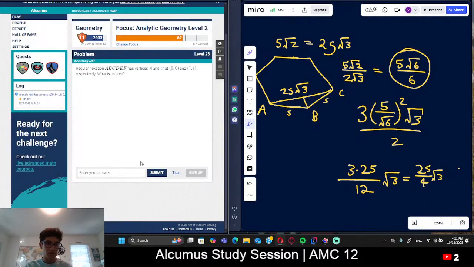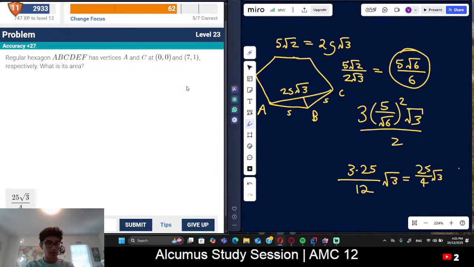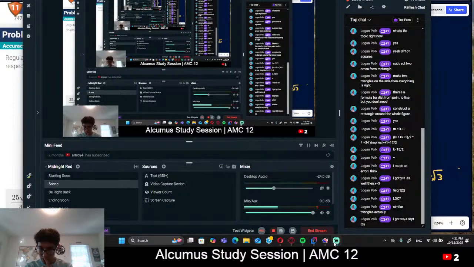Let's try it then and see if we both got it. It's probably right. Okay, it's off. Regular hexagon has vertices A and C. Let's try again then. My guess is that that's what you got, 25 over 4 square root of 3.